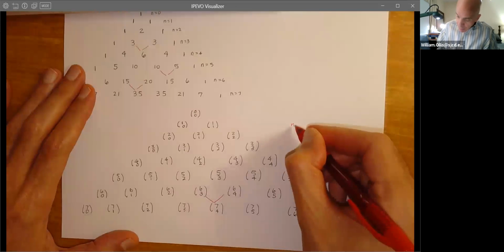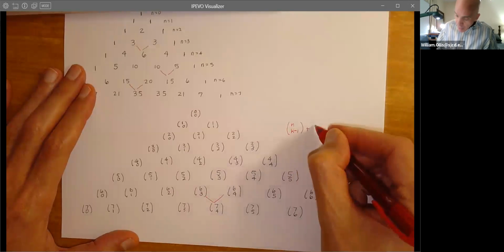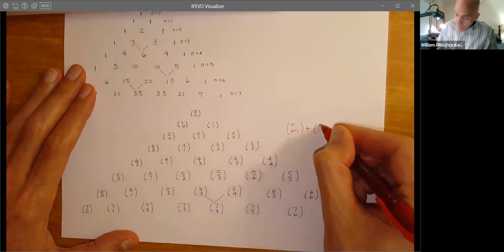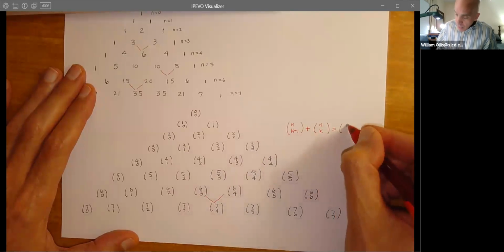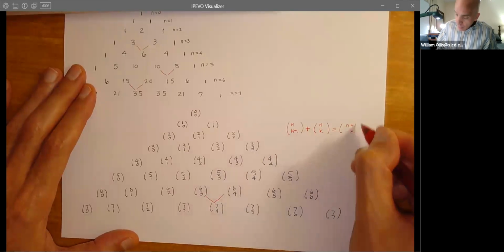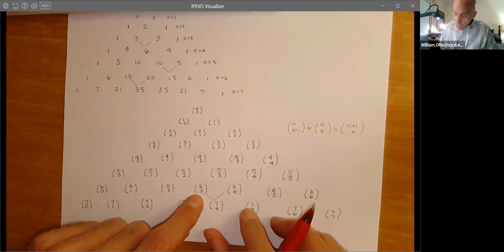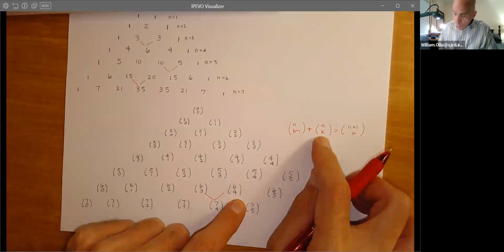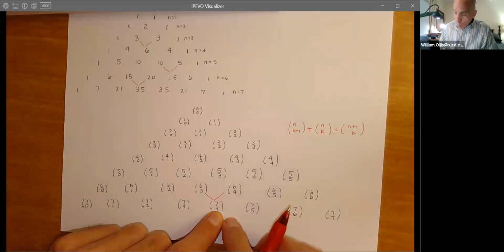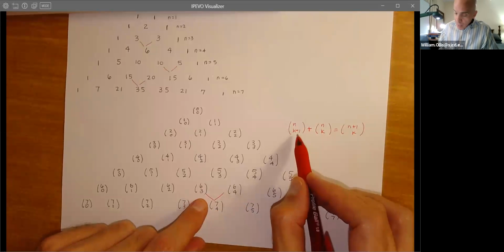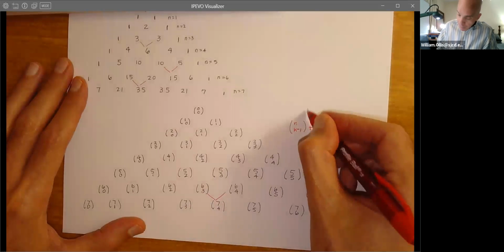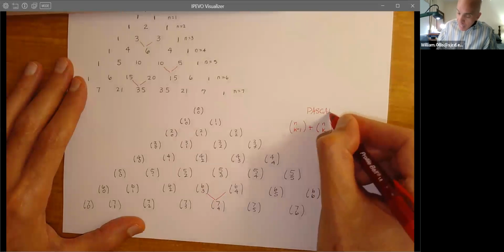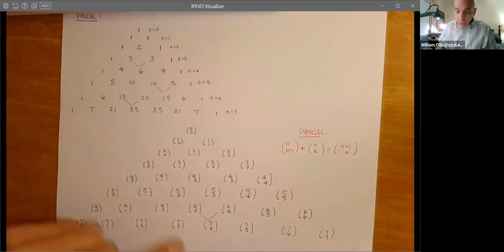N choose k minus 1 plus, and we can prove this the same way using the definition. n choose k equals n plus 1 choose k. So 6 choose 3 plus 6 choose 4 is 7 choose 4. So here n is 6, k is 4. You see, that's Pascal. So the Pascal identity will generate the triangle.